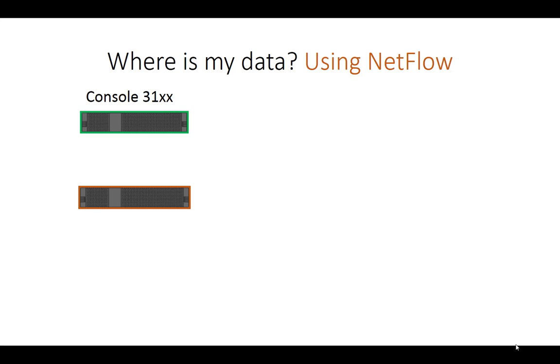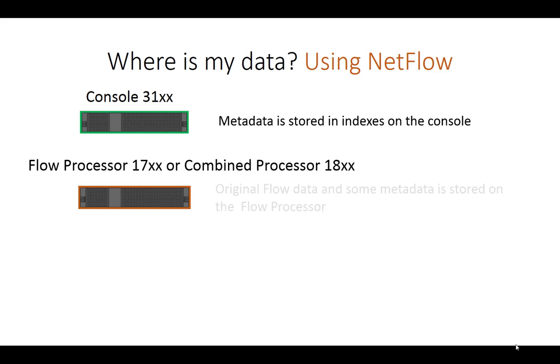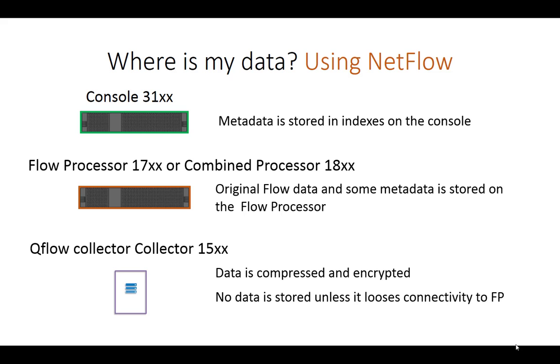Taking the same example, instead of log events, if we're talking about net flows, metadata is still stored in the indexes in the console, same story as with log events. Now I could have a combined processor, a 17-something or an 18-something, with the same logic about model numbers. All the original flow data and some metadata is stored on the flow processor. No big deal.